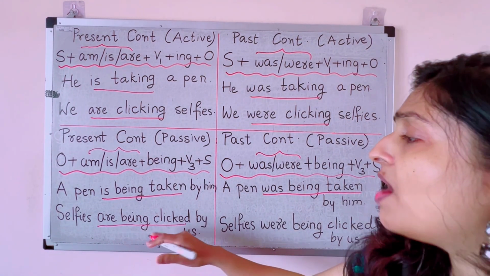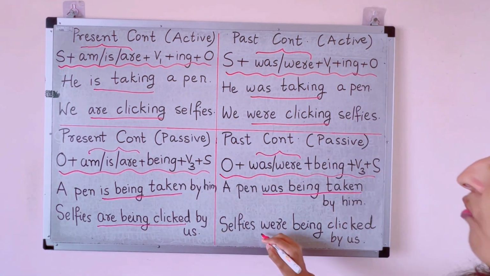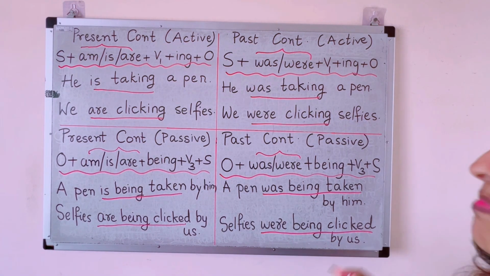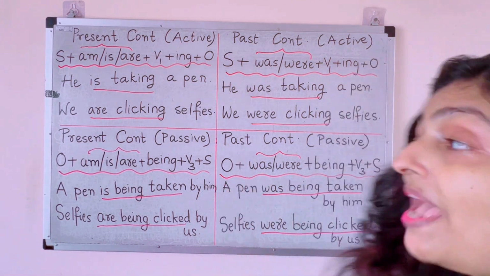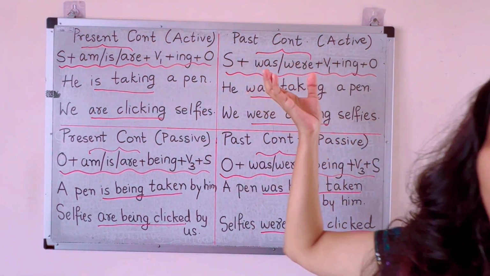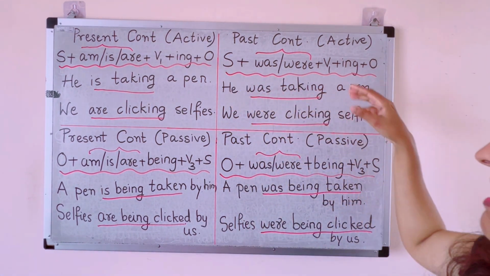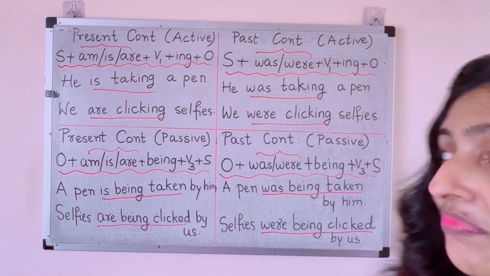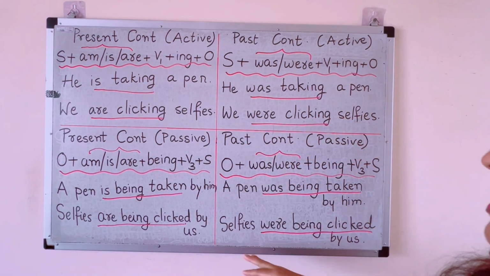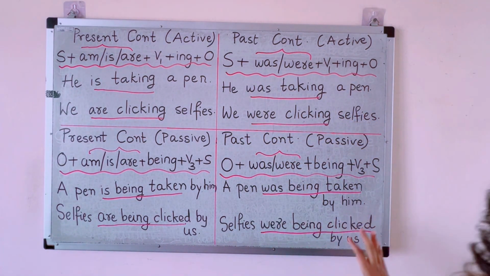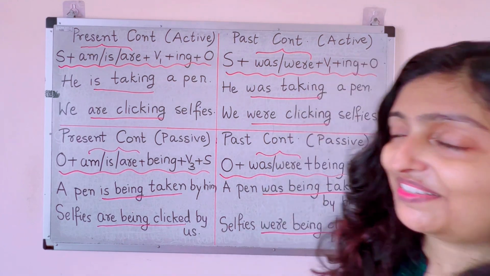Moving on to the next example. Selfies are being clicked becomes selfies were being clicked by us. So this is the passive form of past continuous in active. He was taking a pen, a pen was being taken. We were clicking selfies, selfies were being clicked by us.